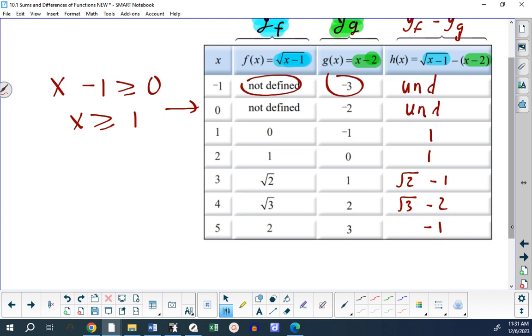We are not going to graph these functions using the numbers in the table. The numbers in the table are there to convince you that h of x is a series of y coordinates that are the differences of the y coordinates of f and g.